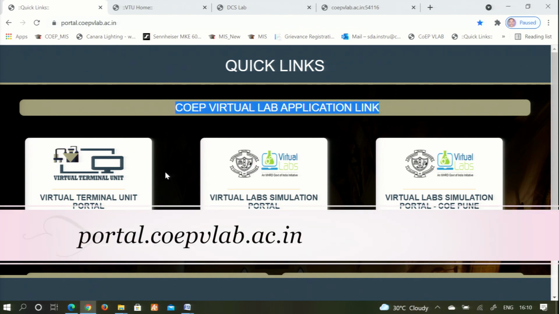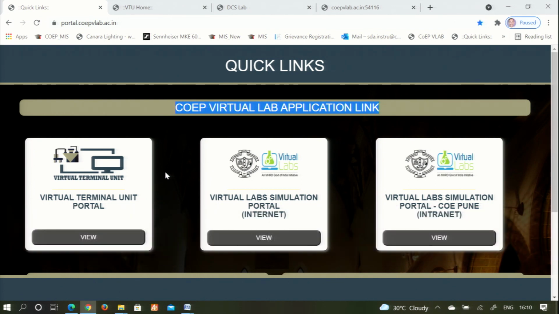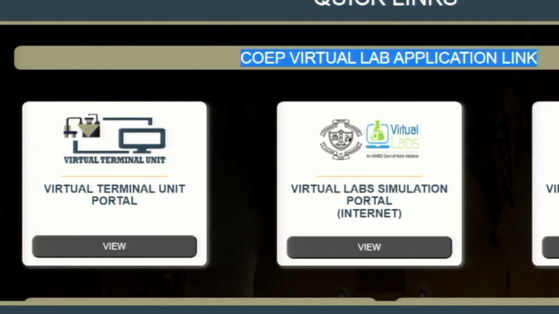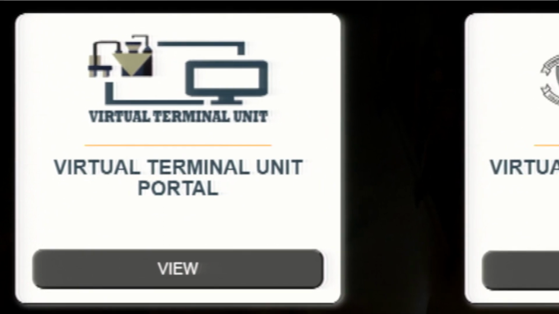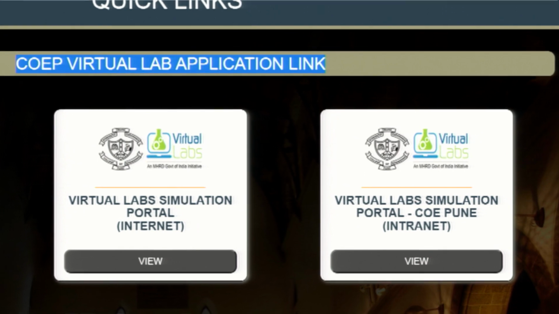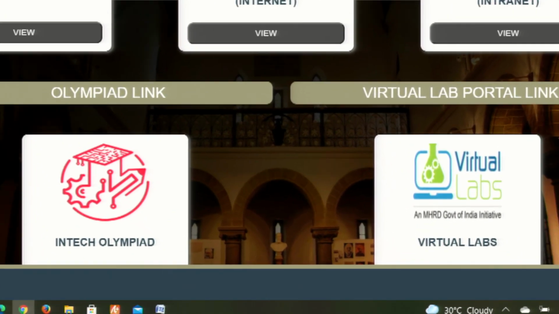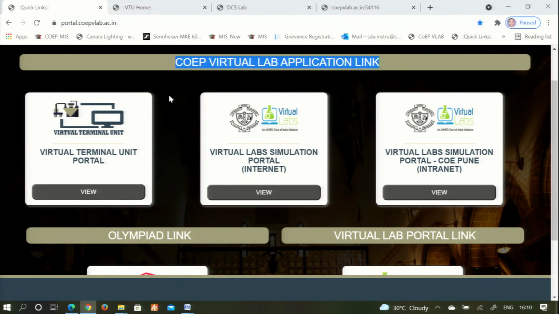If you go to portal.coepvlab.ac.in, which is the name of the portal from where you can operate the plant, you will find that there are various options available to you, like virtual terminal unit, virtual labs, simulator, intranet and internet, and then other things like intake olympiad and virtual labs. Now, out of that, if you click on the virtual terminal unit, it will lead to this screen.